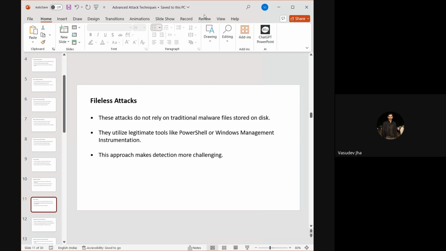Windows Management Instrumentation. This approach makes detection more challenging. In fileless, what basically we do, we are using PowerShell directly instead of storing the malware or malicious code into a file in your disk.